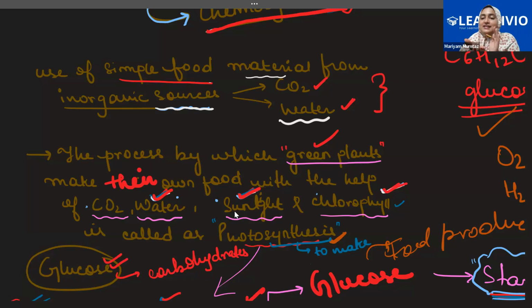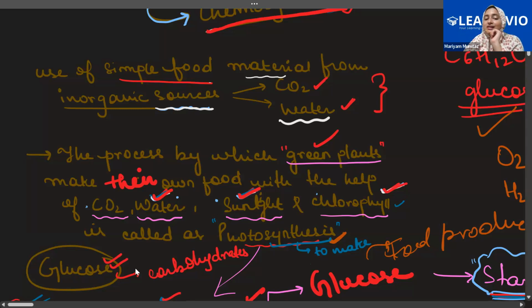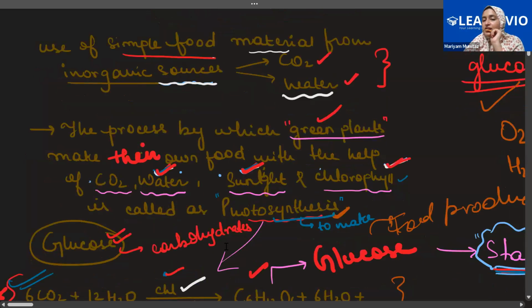Glucose is the food of the plant. This is what they are synthesizing. Using CO2, water, sunlight, chlorophyll, they are making glucose. Glucose is C6H12O6, right? 6 molecules of carbon, then hydrogen molecules are 12 in number, and then there are 6 oxygen molecules. So that is glucose, which is a carbohydrate. Do you people remember that carbohydrates are energy giving food?